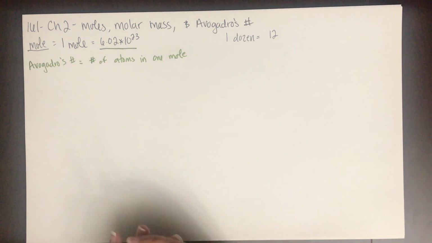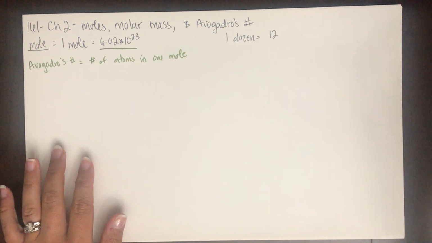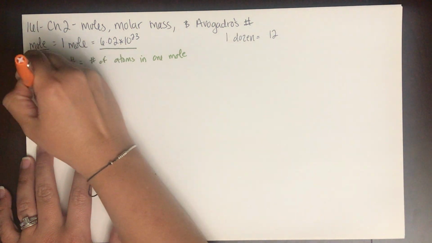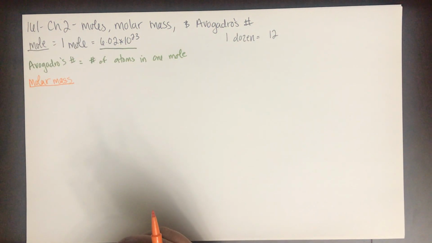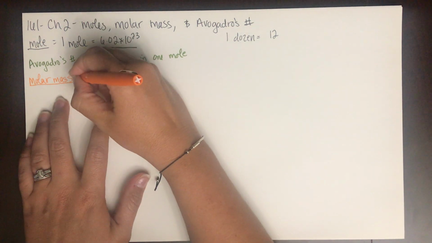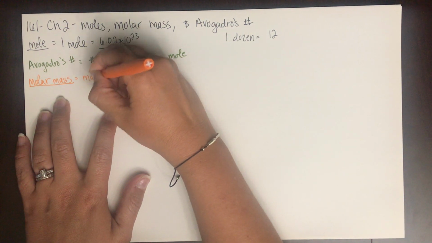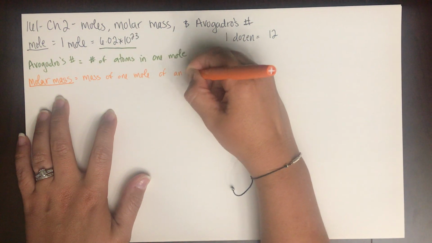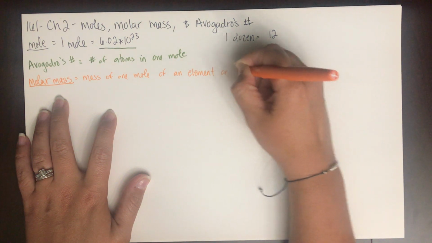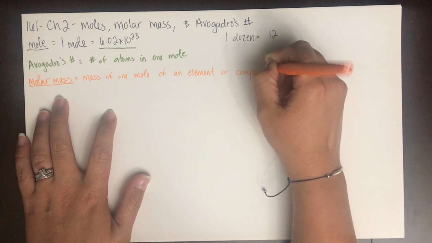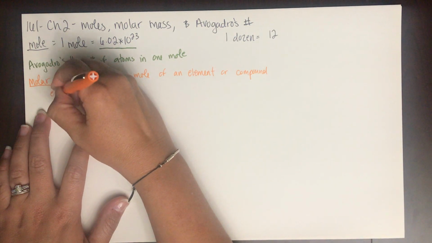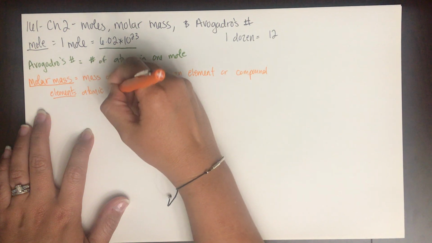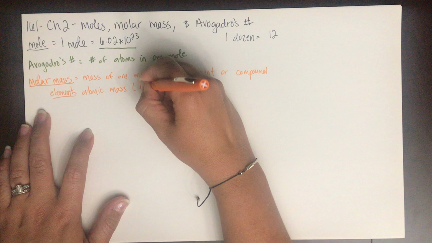The other piece here that we need to talk about is something called the molar mass. What the molar mass is, it's the mass of 1 mole of an element or compound. So the molar mass of an element is the atomic mass, which we remember is found on the periodic table.